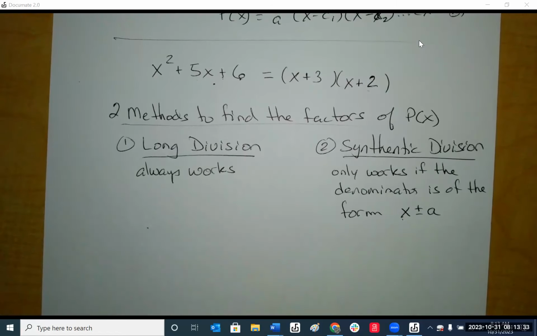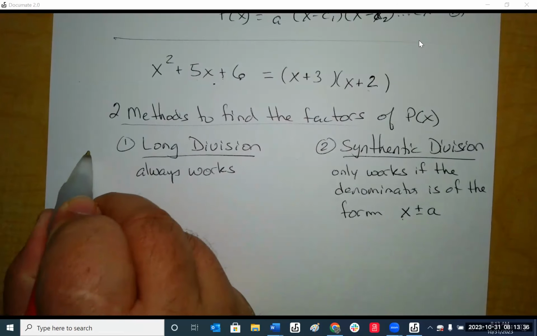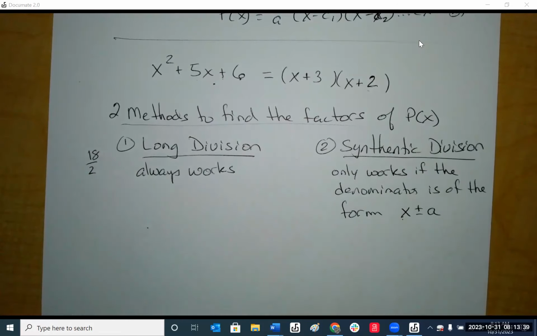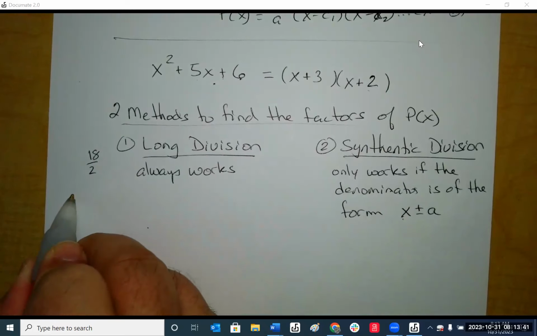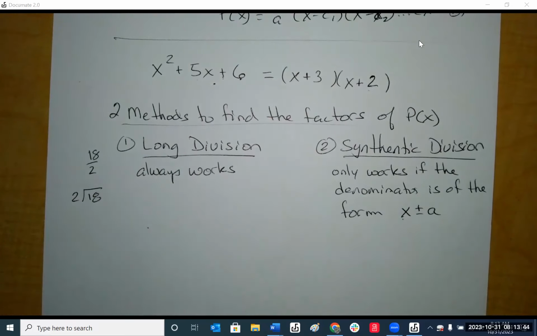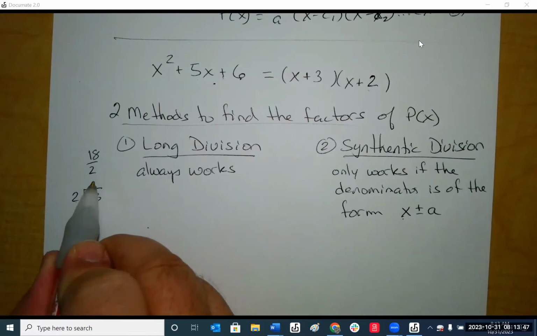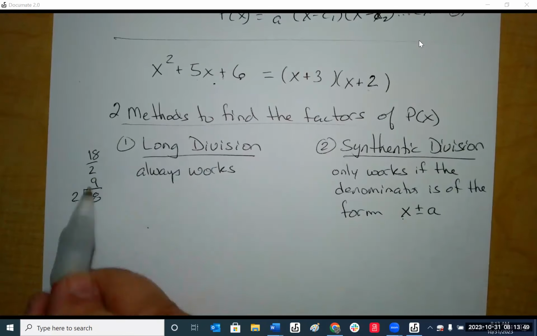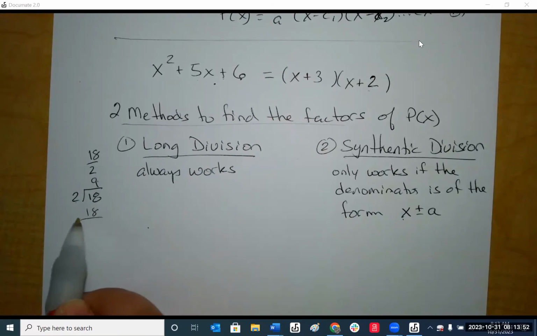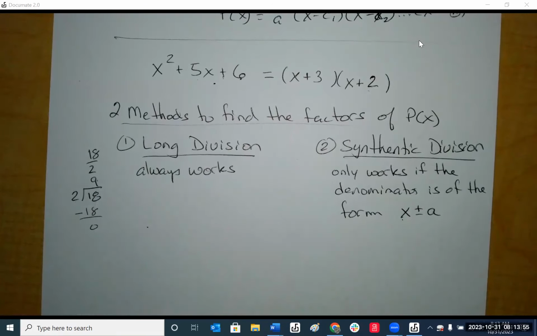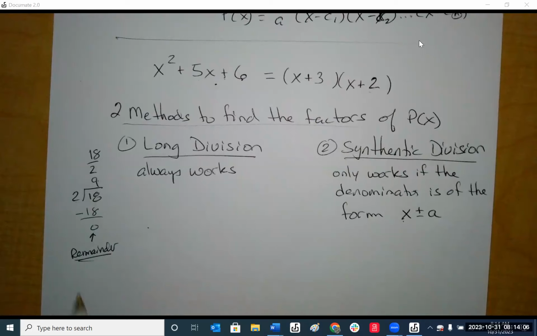Long division is stuff we've been doing all along. For example, if we had 18 divided by 2, long division would look like this. How many times does 2 go into 18? 9 times 2 is 18. Change the signs and add. So this is your remainder. The remainder is what's going to be important to us.